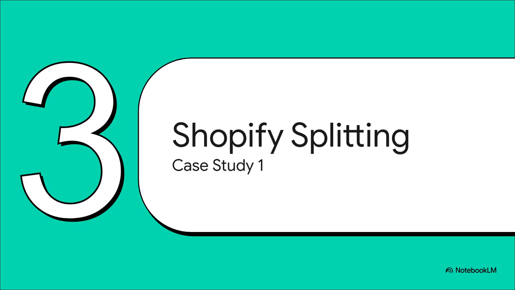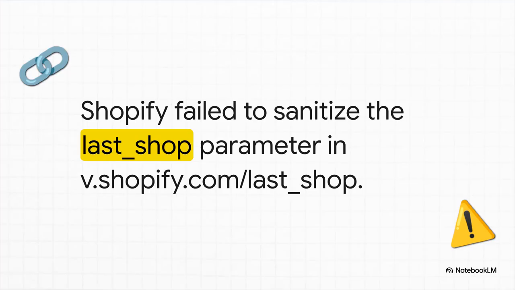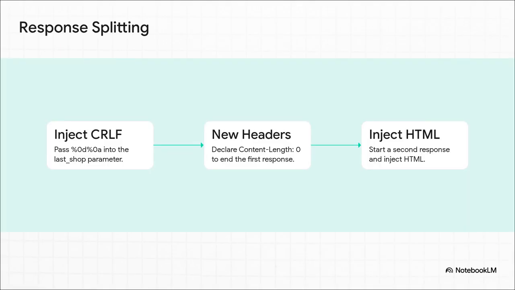Section 3, Case Study, Shopify Splitting. Back in December 2015, a hacker who goes by the handle CrankHopBones noticed a really vulnerable URL pattern over on Shopify. The URL took a parameter called last_shop, and the critical, fatal misstep here? Shopify was taking whatever text was put into this GET parameter and just blindly tossing it into a user cookie on the back end. No sanitization. None.